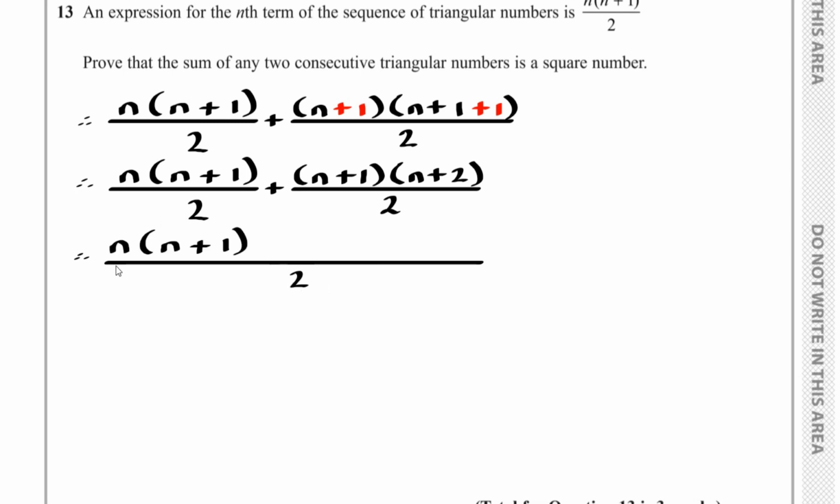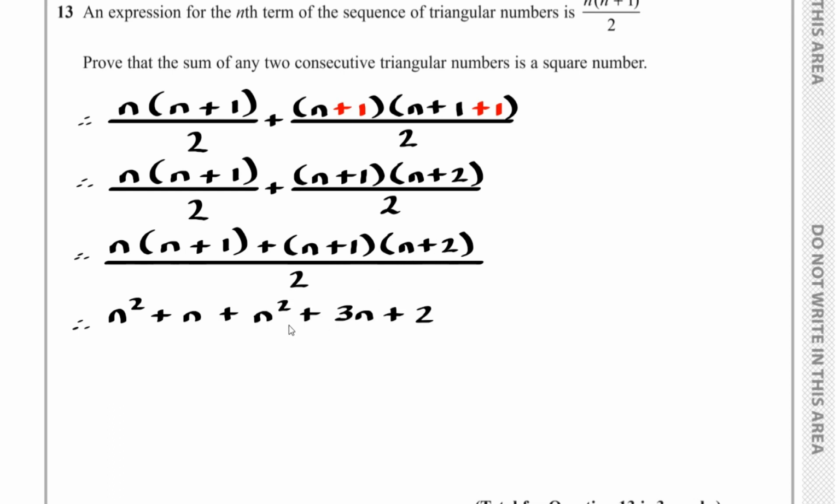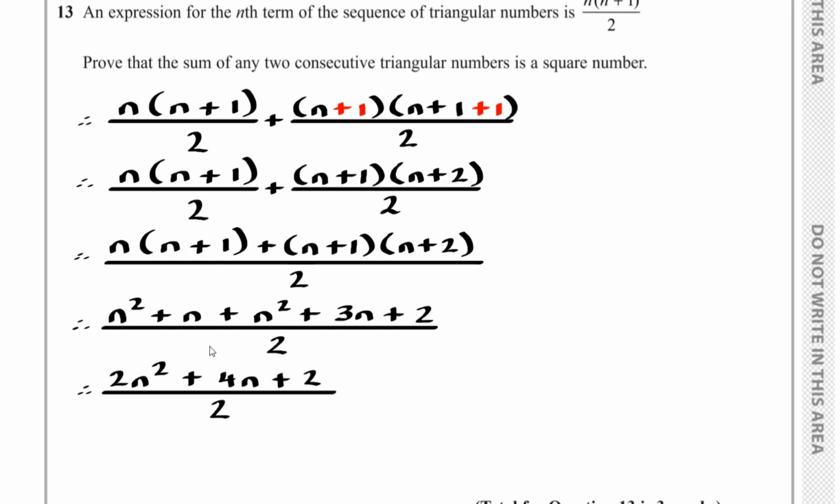So on the top, I've got the n times n plus 1 plus the n plus 1 times n plus 2. So let's simplify the top. I've got n times n plus 1, which is n squared plus n, and then I've got the n plus 1 times the n plus 2, that's n squared plus 3n plus 2, and I'm dividing that by 2. So if I simplify the top, n squared plus n squared is 2n squared, n plus 3n is 4n, and then I've got this plus 2, and I'm dividing all this by 2.